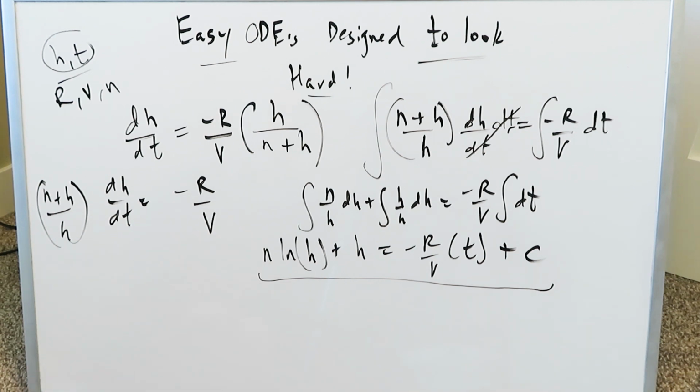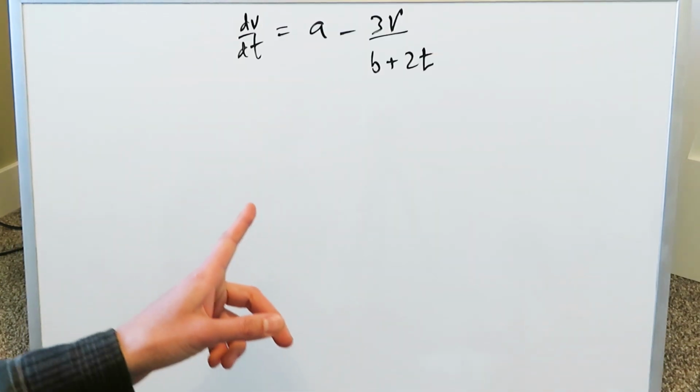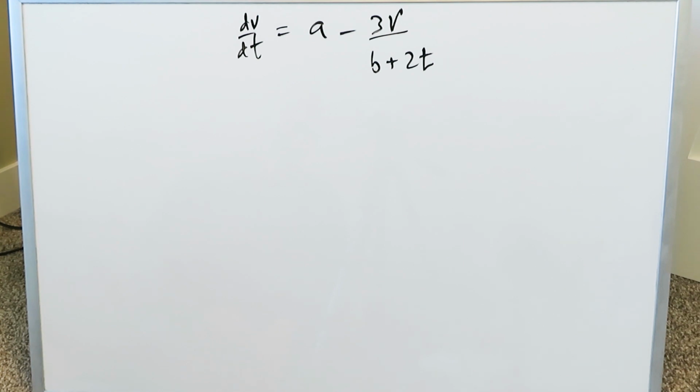We utilize the separation of variables after we determine what the variables and the constants are. And that's how you would proceed with this type of question. This represents the second and the last question, but this one is going to be more difficult than the one we just saw. We're looking at dv/dt equals (a minus 3v) divided by (b plus 2t).